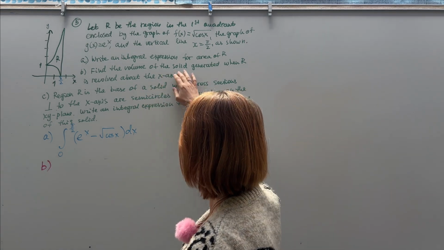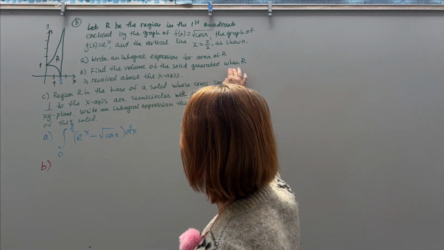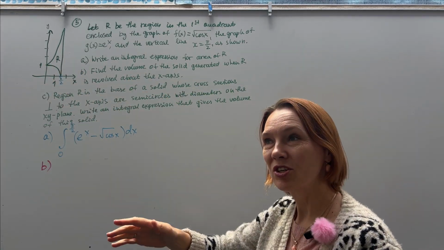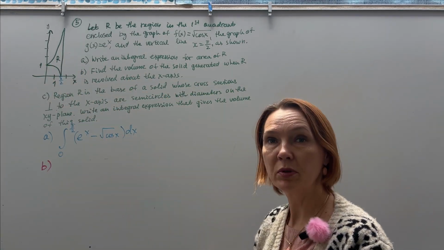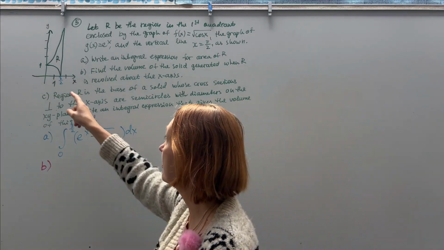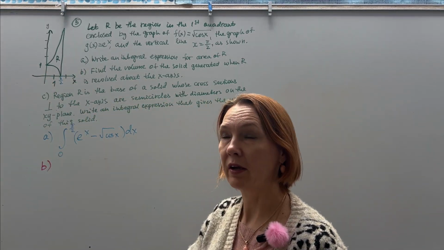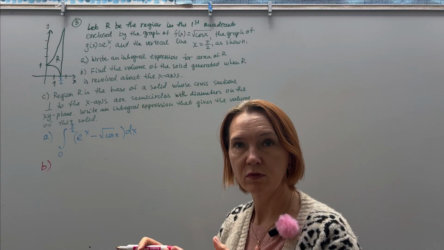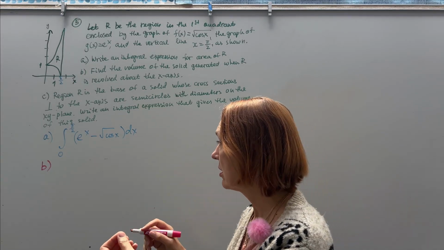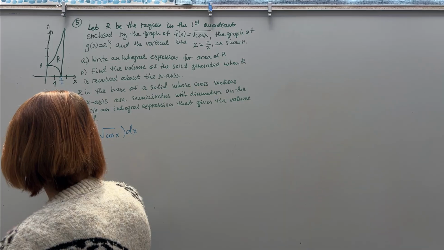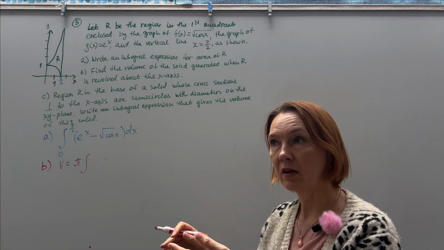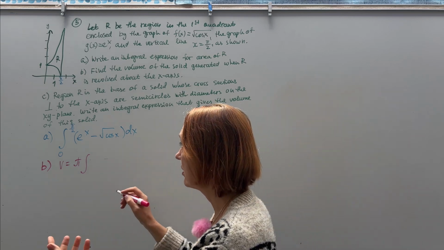For part B, we need to find the volume of the solid generated when R is revolved about the x-axis. Because the solid is generated by revolving around the x-axis, we will be using the washers method. We have a little bit of a hole in there, so we will be thinking about the area of a circle. The area of a circle is pi r squared. So we will be calculating an integral. The volume is going to be integral pi, and pi is the constant, so we factor it out. And then the integral is r squared.